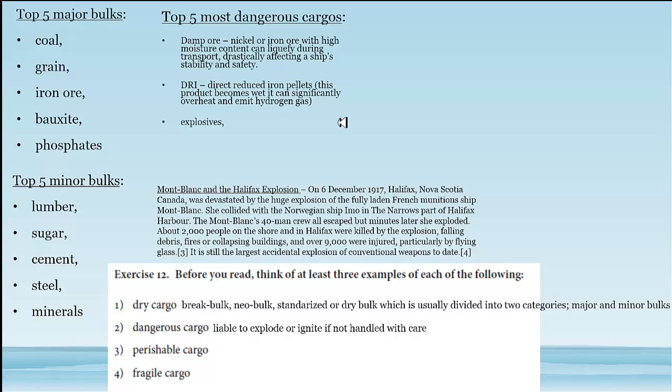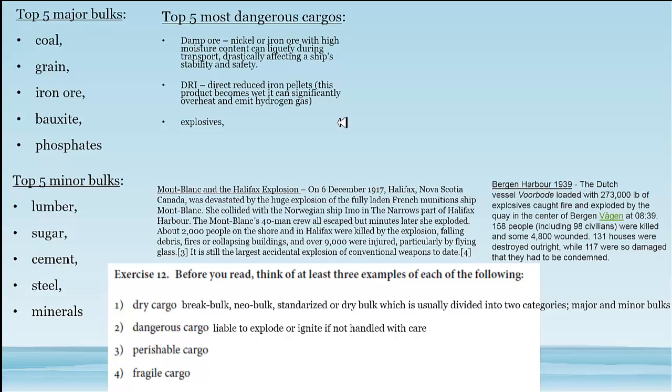About 2,000 people on shore and in Halifax were killed by the explosion and the falling debris and fires and collapsing buildings. Over 9,000 were injured, particularly by flying glass. So it's considered the largest accidental explosion of conventional weapons to date. And since we're a school ship in Norway, I just have to add one of the worst accidents in Norwegian history, which happened in Bergen Harbor in 1939.